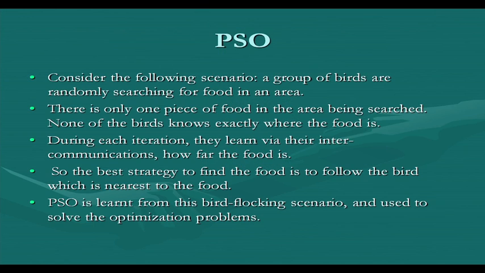Now, birds are thought to be cooperative. So, the bird which has the best idea tells the other birds, "See, this is the current best estimation," and all other birds compare their estimate with that estimate, and accordingly take some decision to fly. So, the best strategy to find the food is to follow the bird which is nearest to the food.